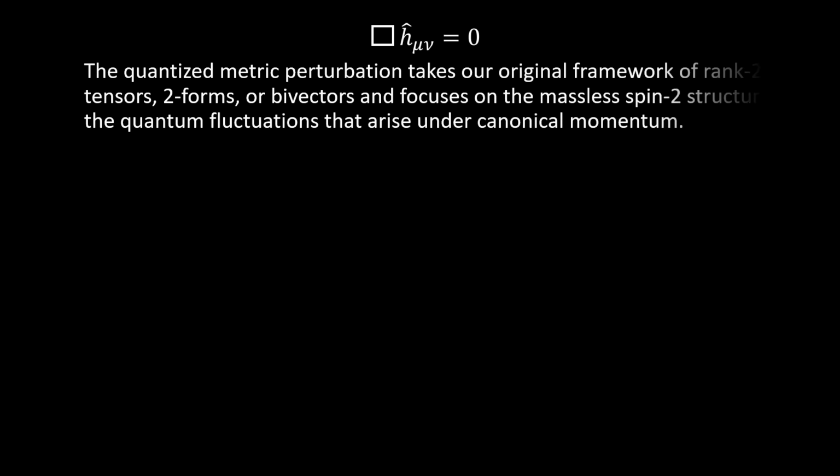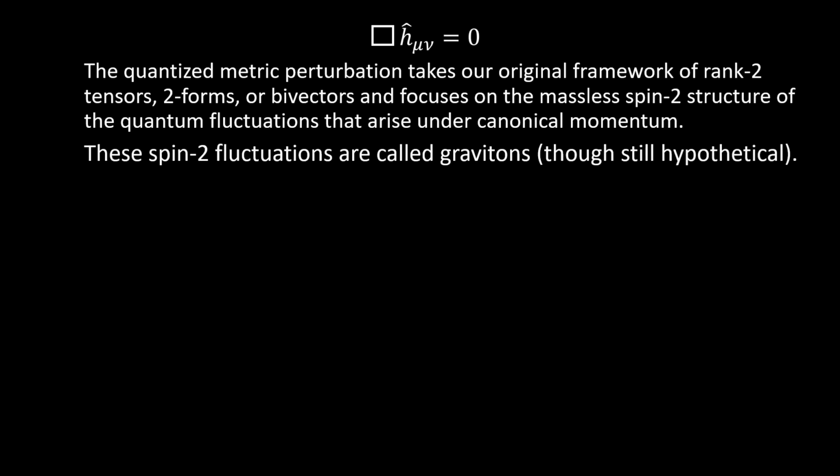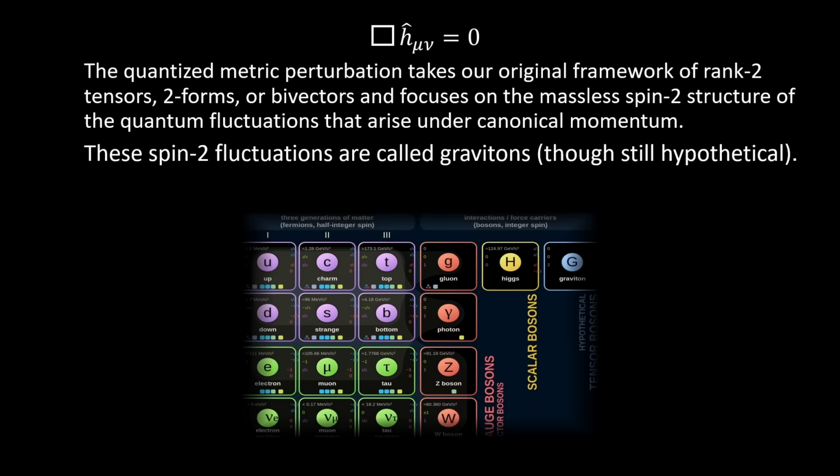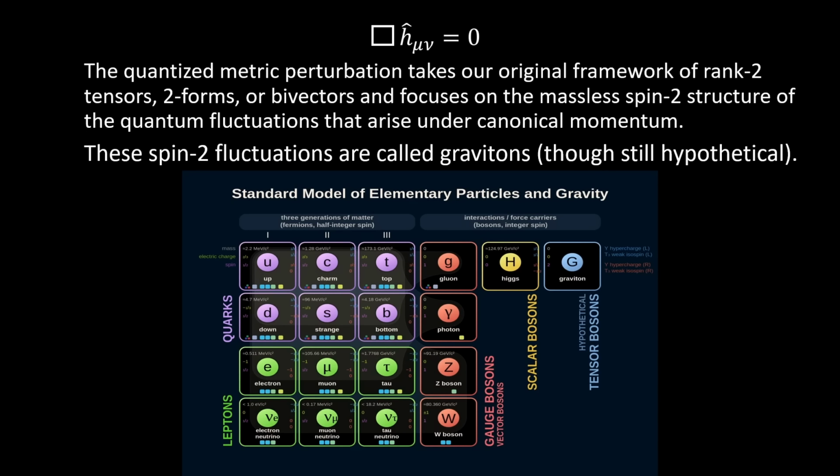The quantized metric perturbation takes our original framework of rank 2 tensors, two-forms or bivectors, however you might want to call them, and instead focuses on the massless spin 2 structure of the quantum fluctuations that arise under canonical momenta. These spin 2 fluctuations are called gravitons, though of course still hypothetical. You can see them added to the standard model on the very right as hypothetical tensor bosons. They will have spin 2, no charge. And when I say no charge, I'm also including mass, because in gravity, mass is the central charge.